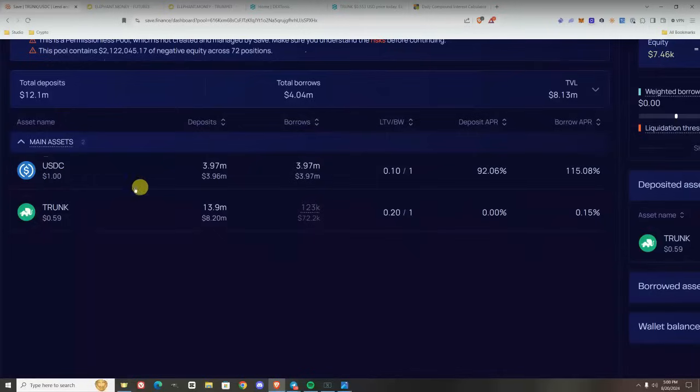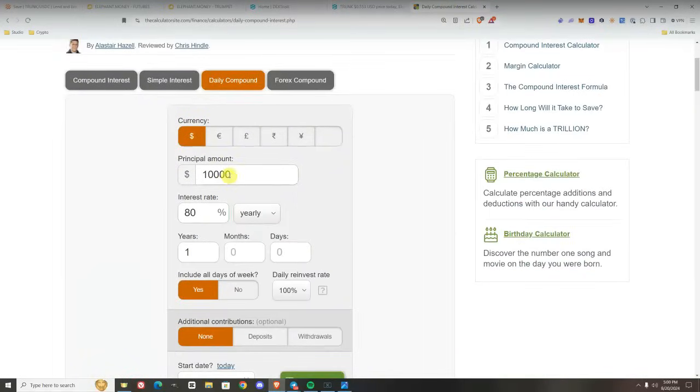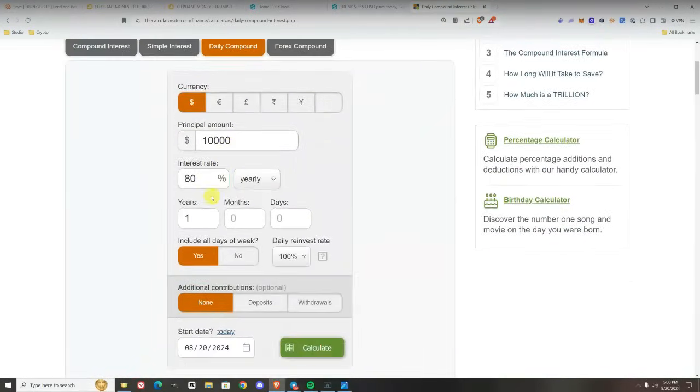So just as a fun little exercise, you can even look at daily compound interest calculators and say you threw in, I don't know, 10,000 USDC and interest rate was what, 92%.